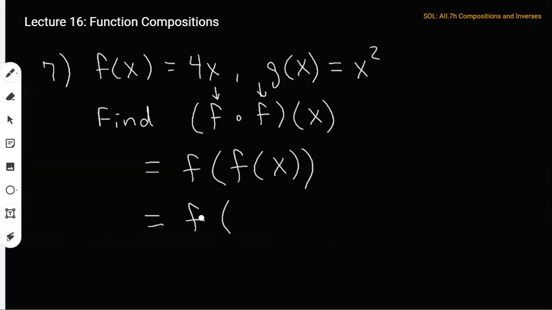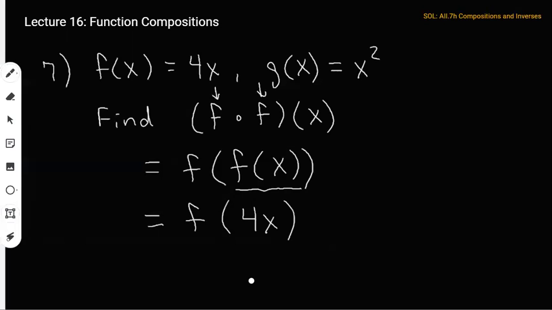I'm going to keep the first f the same, but on the inside of the parentheses, I'm going to replace this f of x with a 4x. Because I know that f of x is equal to 4x up here. So those two are the same thing. I can just replace that with a 4x.